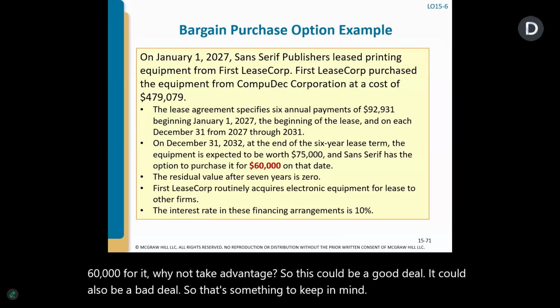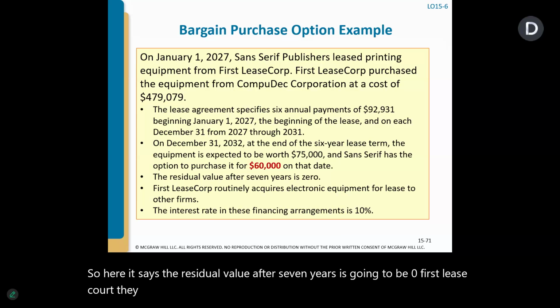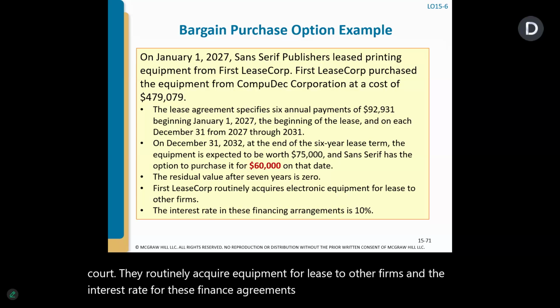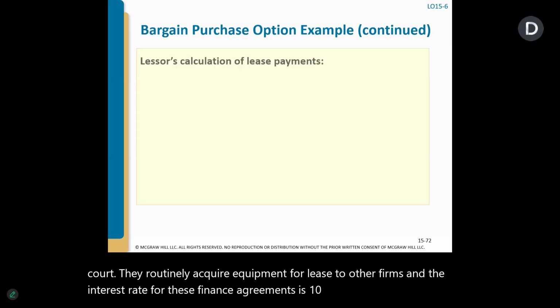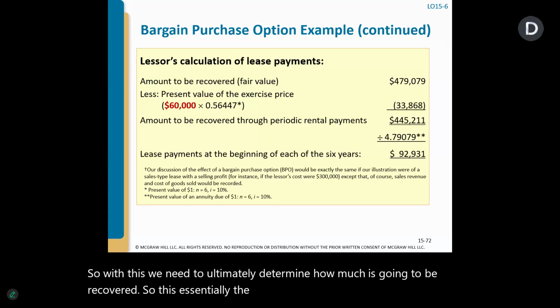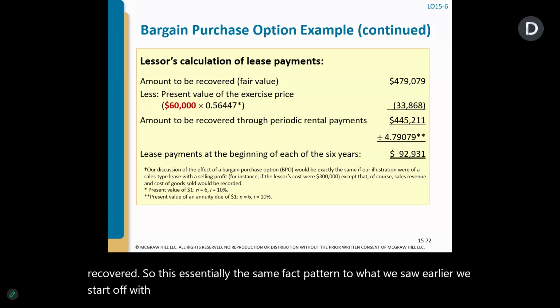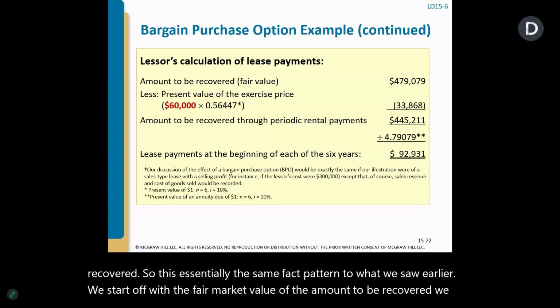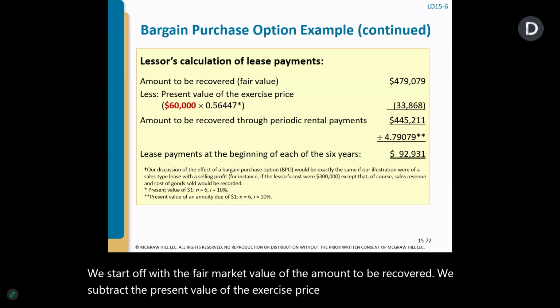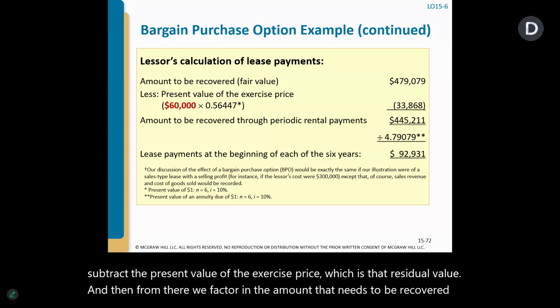Here it states the residual value after 7 years is going to be 0. First Lease Corp routinely acquires equipment for lease to other firms, and the interest rate for these finance agreements is 10%. So with this, we need to ultimately determine how much is going to be recovered. This is essentially the same fact pattern as we saw earlier. We start off with the fair market value, the amount to be recovered. We subtract the present value of the exercise price, which is that residual value. And then from there, we factor in the amount that needs to be recovered through the periodic rental payments.